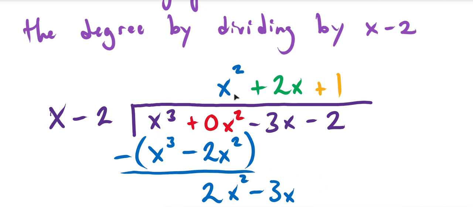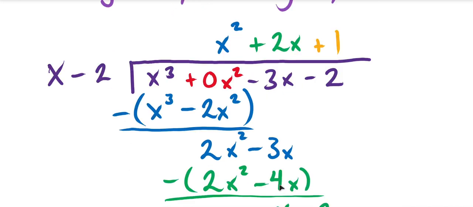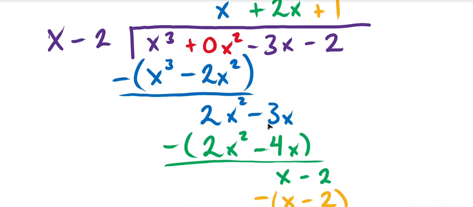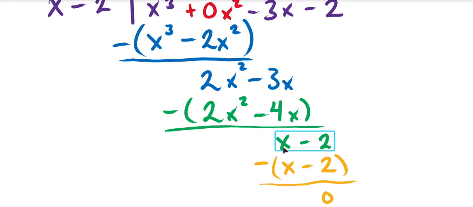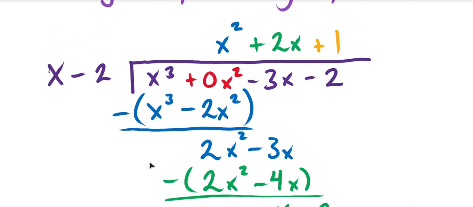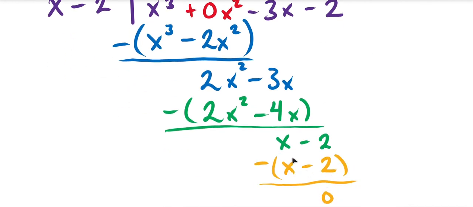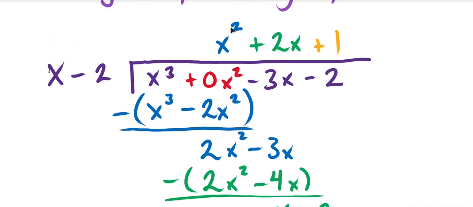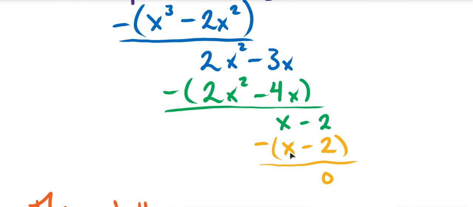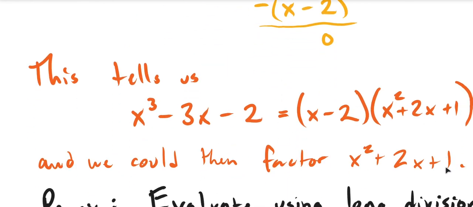How many times, what do I need to multiply by to get 2x squared? From x, I need to multiply x by 2x to get 2x squared. So I multiply that, and then I multiply 2x by minus 2 to give me minus 4x. Subtracting changes the sign, cancels this leading term, and negative 3x plus 4x is just positive x. And finally, we say, well, how many times do I have to multiply x to get x? Well, just by 1. So if we multiply this by 1, we get x minus 2. And notice when I take that final difference, I get 0. This means that x minus 2 is a factor, and now we know that x squared plus 2x plus 1 was another factor. And from here, we could factor this quadratic as we know how to do.